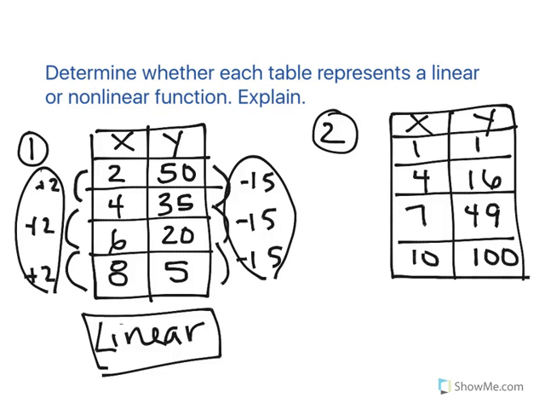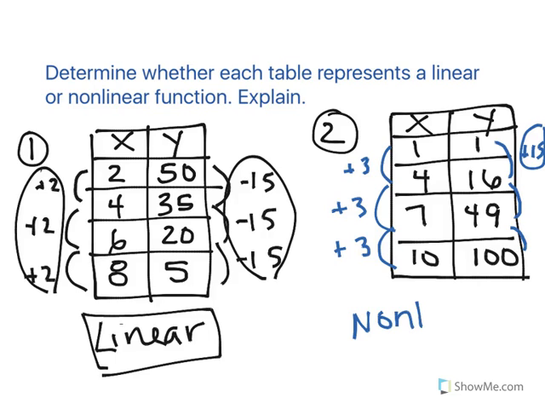So let's look at number 2. Okay, so it looks like it's going up 3, up 3, up 3. So far it looks like it's linear, but let's just double check. It looks like it's going up 15. Oh, right away I know that's a lot more than 15, and this is a lot more than 15. So right away, because there's no pattern, I'm going to say I don't even have to do the math, it's nonlinear. Make it as easy as possible for you. Right when you know, you can stop.